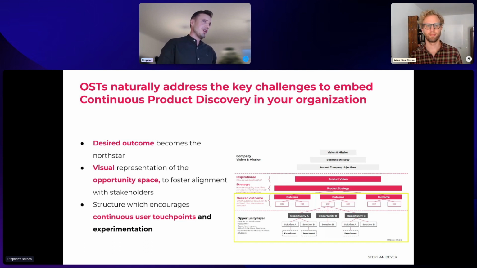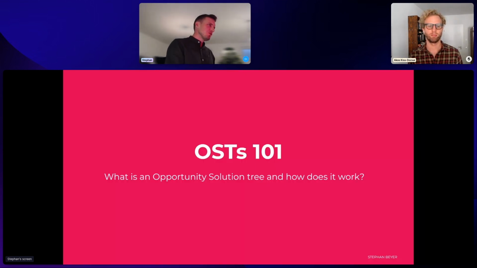And you also have a structure in place which encourages continuous touch points with your user. It's encouraging that you're expanding your opportunity space. So we're not talking about one feature, one solution for the problem or to reach our outcome; there might be multiple opportunities. And we also encourage continuous experimentation. So, opportunity solution trees 101, very briefly. What is it? How does it work? And what are the learnings on that?